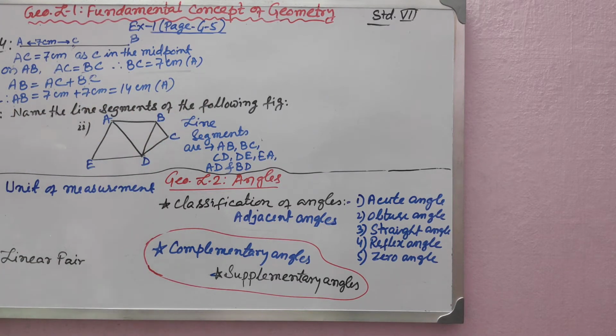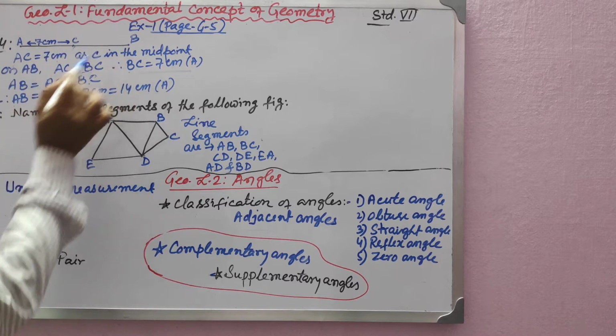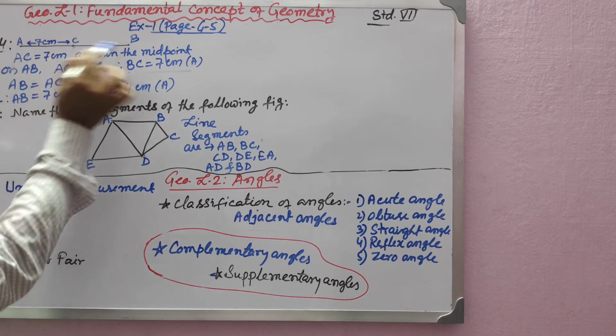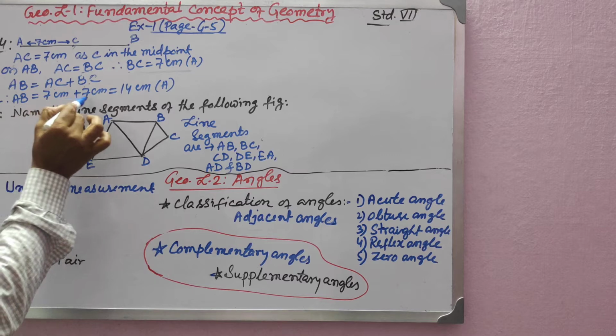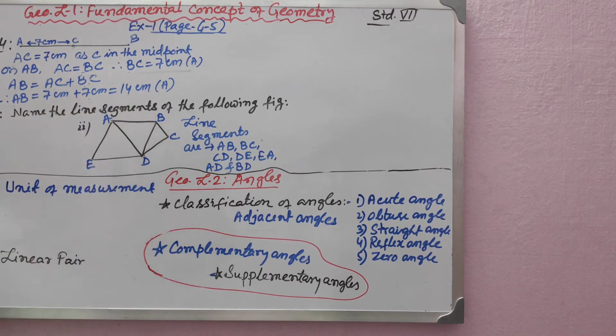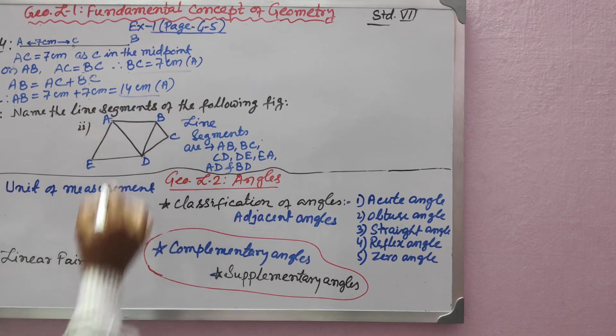That's the first answer. The second answer is you have to find out AB. AB is equal to AC plus BC. So 7 centimeter plus 7 centimeter, 14 centimeter will be the answer. So second answer is 14 centimeter.